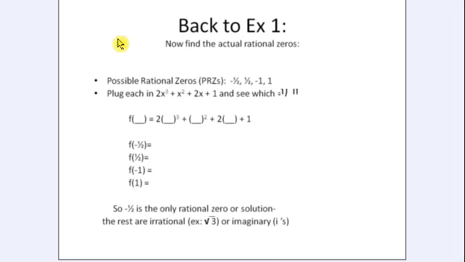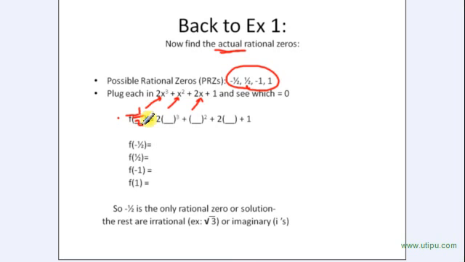Let's revisit our first example, but now go back to find the actual rational zeros. Remember before, we found 4 different possible rational zeros. Positive and negative 1/2, positive and negative 1. What we can do is plug them each in for x one at a time to see which of those 4 get a result of 0. So if we start out with plugging in negative 1, or let's start with negative 1/2.